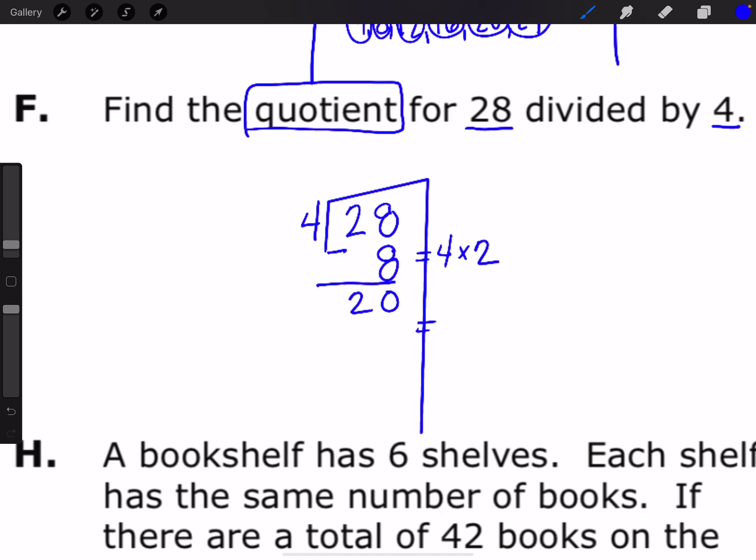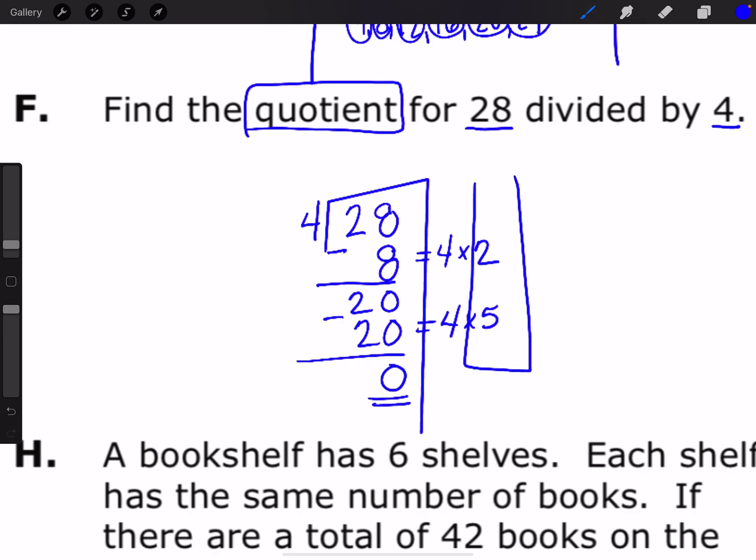Let's just say 4 times what is 20? We know that 4 times 5 is 20. So 4 times 5 is 20. If we take that away, we get to that 0, which we stop at. We take our partial quotients. 2 plus 5, 7. So 28 divided by 4 equals 7.